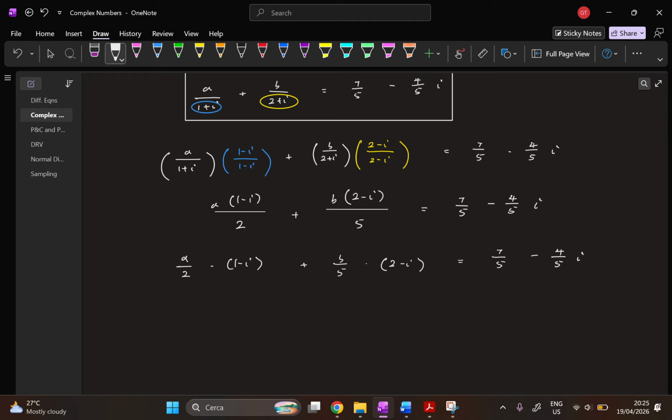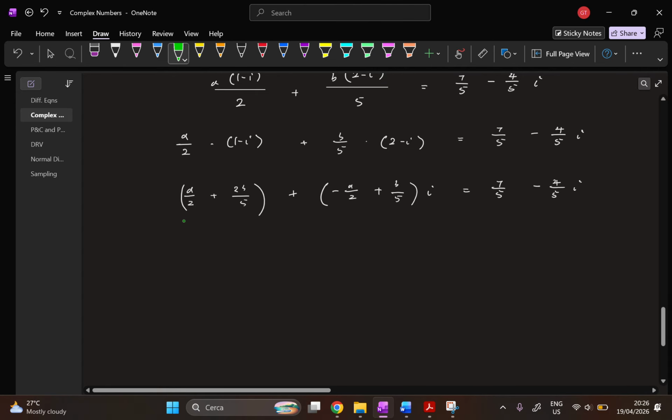My real parts all go to one side. So in this case, just a over 2 plus, in this case, 2b over 5. So you see how this term is my real term, right? And then my imaginary term. So I want to factorize i out. So in this case, because there's a minus here, it's just minus a over 2 i plus b over 5 i. So I factorize i out from these two terms. And ta-da, my left hand side is now also in Cartesian form.